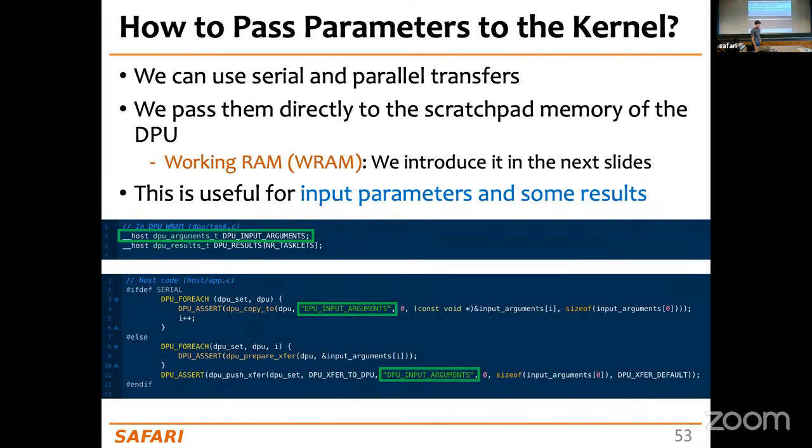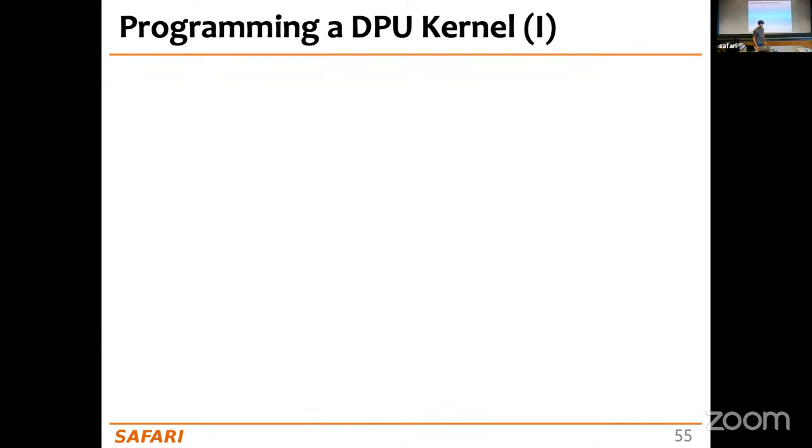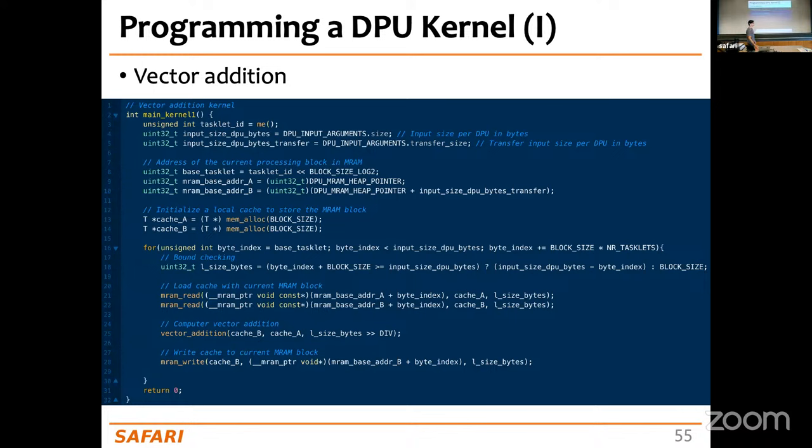Okay, so now you know how to allocate DPUs, how to send the code that will run on those DPUs, how to launch the kernel, and how to perform the data transfers between the main memory and the PIM-enabled memory. Now what we need to learn is how to program the kernel itself. For vector addition, that is fairly simple because the operations that we do are fairly simple. We read one element from one input array, another element from another input array, we add them and we store them in the destination array. In this code, the destination array is the same as one of the input arrays, array B.